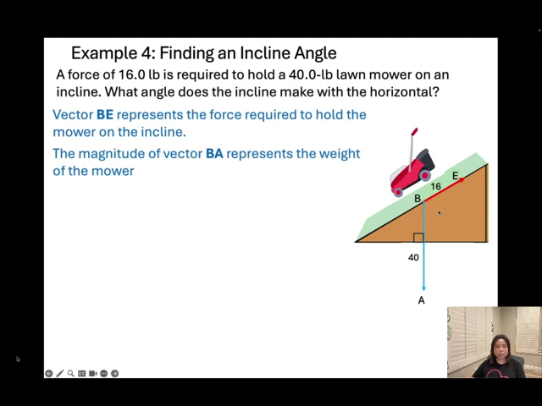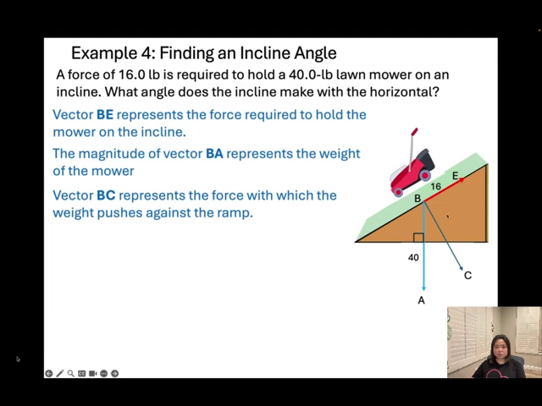And then they create a 90 degrees here. Also, we have the vector BC. This represents the force which the weight pushes against the ramp. Action and reaction, we do have the BC here. And then we could move the BE to the AC here. I could move the vector as long as it has the same direction and the same magnitude. And this is also the 16 pounds.